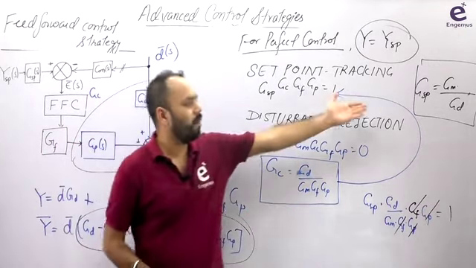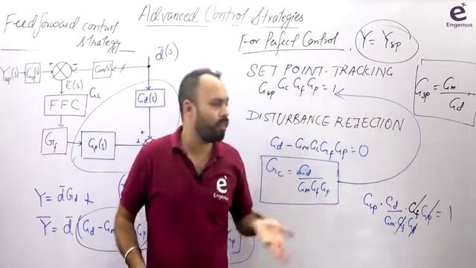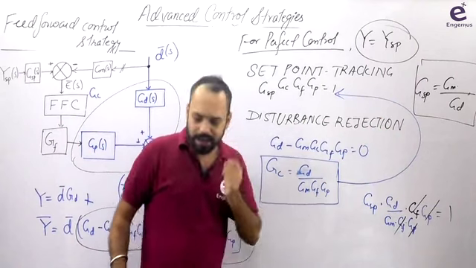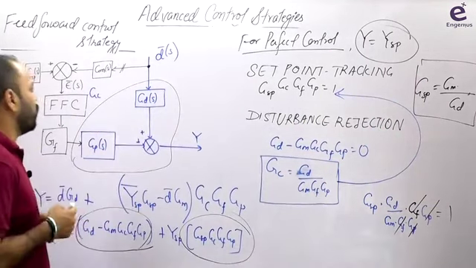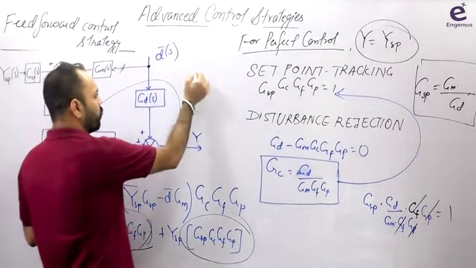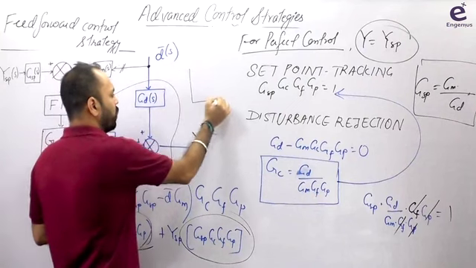Now you may ask, sir, what is this? Why GSP is there? We had to design GC. Why are you finding GSP? The thing is, in process dynamics, in feed forward control action, let me give you a small example. I'm not making it separately, I'm making it right here.